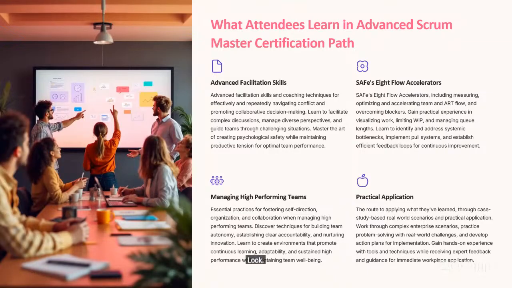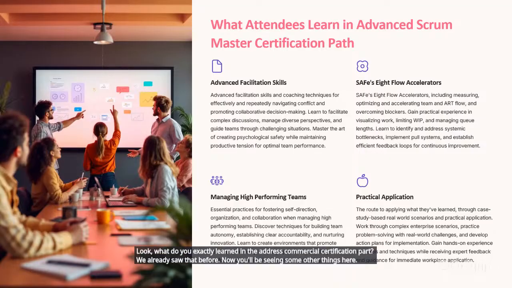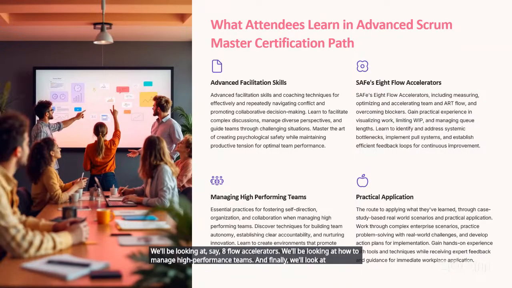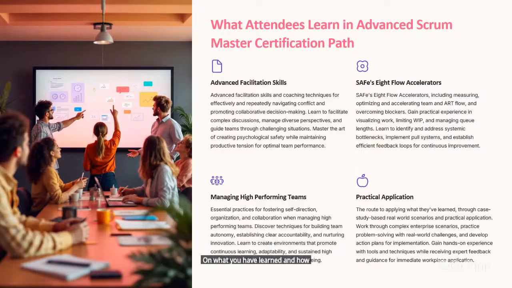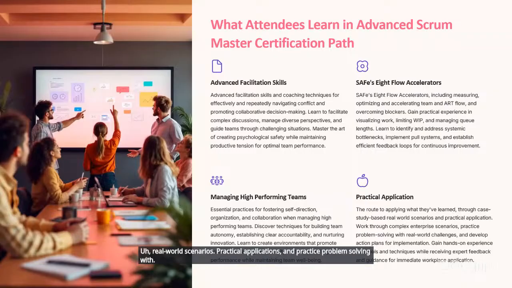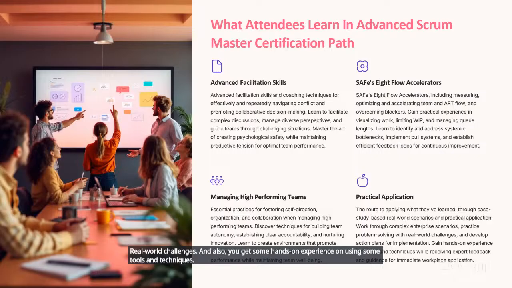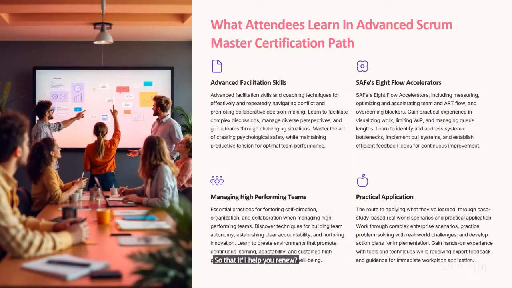Now, what do you exactly learn in the Advanced Scrum Master certification path? We already saw that before. Now you'll be seeing some other things here. We will be learning about facilitation skills. We'll be looking at the SAFe eight flow accelerators. We'll be looking at how to manage high-performance teams. And finally, we'll look at practical applications of what you have learned and how to implement it through case studies, real-world scenarios, and practice problem solving with real-world challenges. And also you get some hands-on experience using tools and techniques so that it will help you in your workplace when you are implementing SAFe.